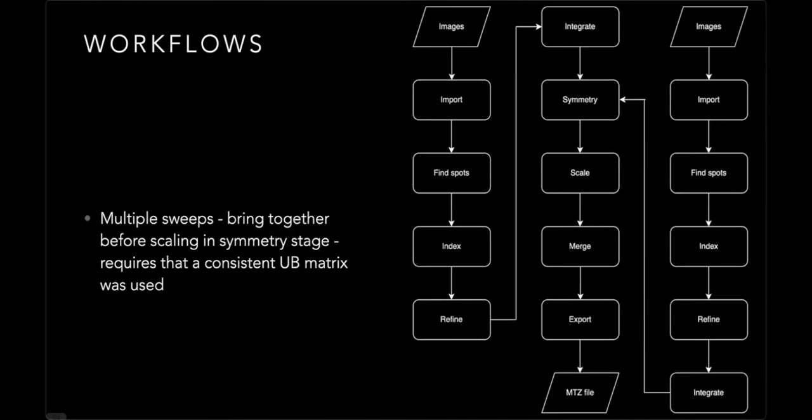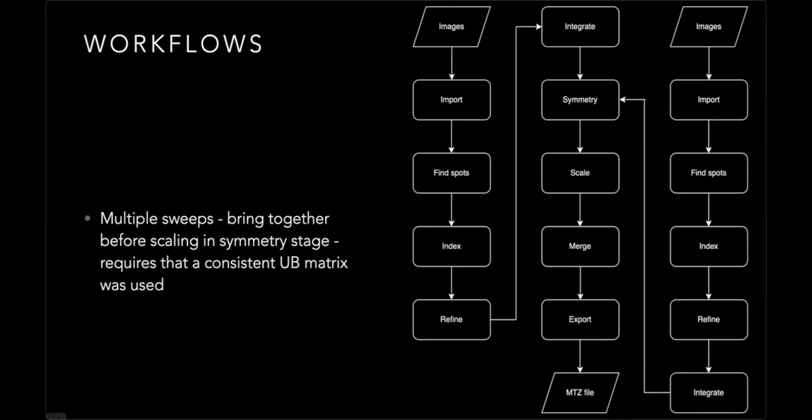The other thing you can do is bring multiple data sets together at the symmetry step. So if you've done a multi-sweep data set, something like small molecules or more than one orientation on a multi-axis goniometer and so forth, you can process the data separately up to the end of the integration step and then bring them together. The important thing in doing that is that you use a consistent UB matrix for that step. So you can bring the data and process them together all the way through with something which I call ensemble processing that I'll talk about in a minute.